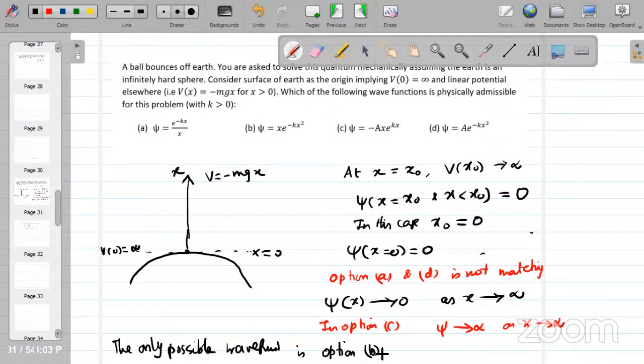These are non-standard functions. Usually we will not get any exponential or sinusoidal functions; we will get Airy functions. So this is also a solved problem, but it is not trivial. It's a non-trivial problem.